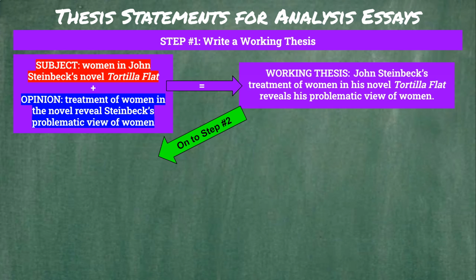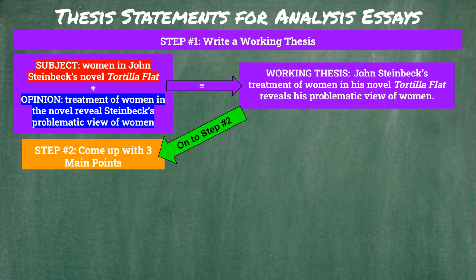We now move on to step number 2, where we need to come up with 3 main points that we will research and analyze about how the female characters are treated by the male characters in the novel. When one reads Tortilla Flat, it becomes apparent that the male characters constantly and consistently mistreat the female characters by objectifying them, deceiving them, and sometimes using violence against them.